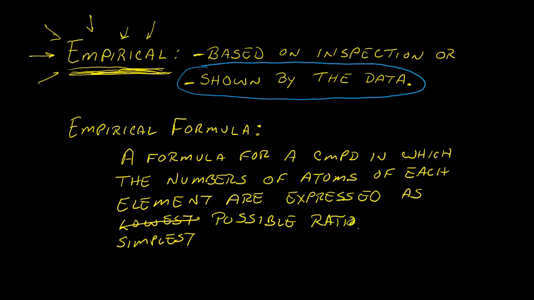Okay, so let's say this empirical formula is just a formula for a compound in which the numbers of atoms for each element are expressed as the simplest possible ratio. Originally I wrote lowest, but I think simplest is probably a better term here. Okay. And this is in contrast to the molecular formula. The molecular formula expresses the actual number of atoms of each element in a compound, and the empirical formula expresses the relative numbers of atoms in a compound in their simplest ratio.